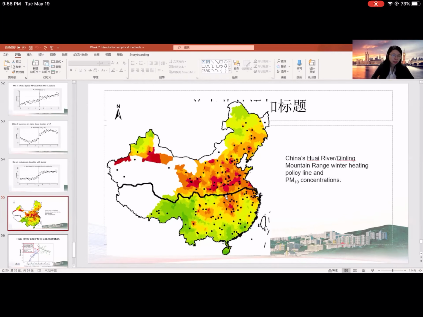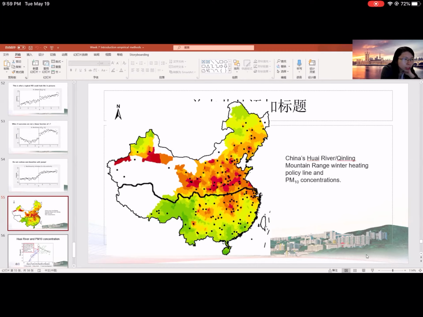The reason this division is used to help the study of pollution effects on health is because a large proportion of pollutants in winter in China are attributable to heating. A lot of these central heating facilities rely on coal burning, which is extremely polluting. And this is one example of this winter heating policy line and PM10 concentration. Hopefully you will be able to observe a discontinuity around this policy line, where PM10 concentration is much worse to the north of this river than to the south of this river.